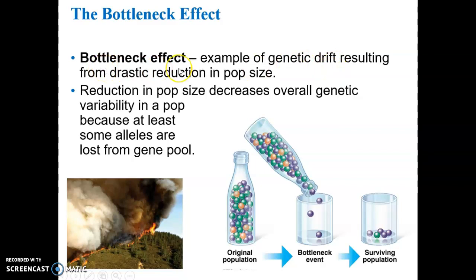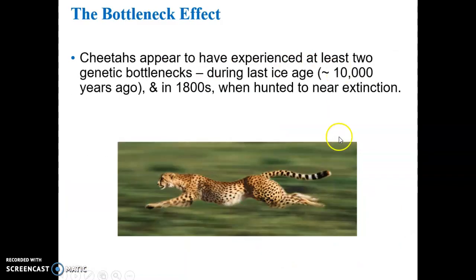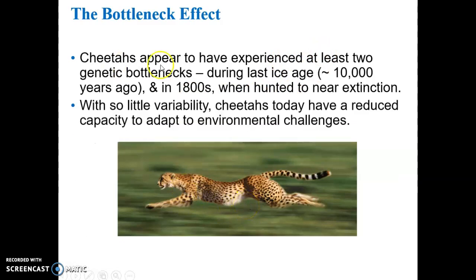All right? And the bottleneck effect is one type of genetic drift. Okay? So cheetahs, for example, experienced at least 2 genetic bottlenecks in the past. One was in the last ice age about 10,000 years ago, and then in the 1800s when they were hunted to near extinction. Both events reduced their populations greatly. So with very little genetic variability, cheetahs today have a reduced capacity to adapt to environmental changes, even if their population numbers are relatively high.